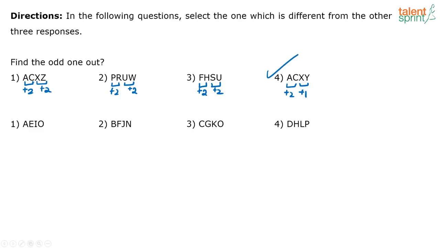Now, next one. A, E, I, O, B, J, F, N, C, G, K, O, D, H, L, P. Which is the odd one here? See, A plus 4 is E, E plus 4 is I, I plus 6 is O. Here you have B plus 4 is F, F plus 4 is J, J plus 4 is N. Similarly, C plus 4 is G, G plus 4 is K, plus 4. If you see all these other options, it is plus 4. The difference is plus 4 everywhere. Only here you have a plus 6.